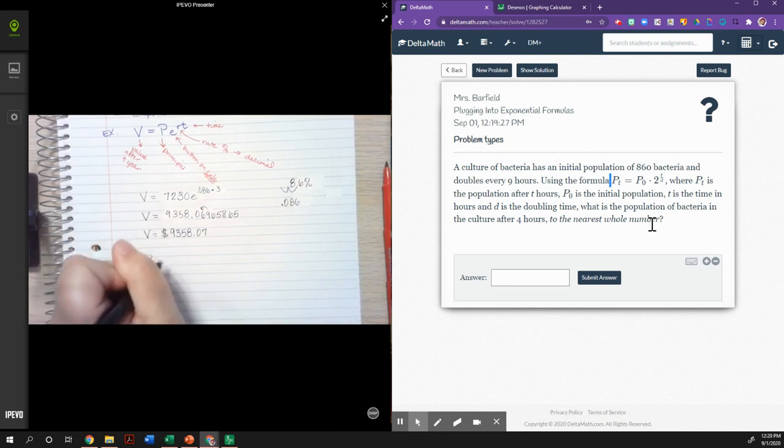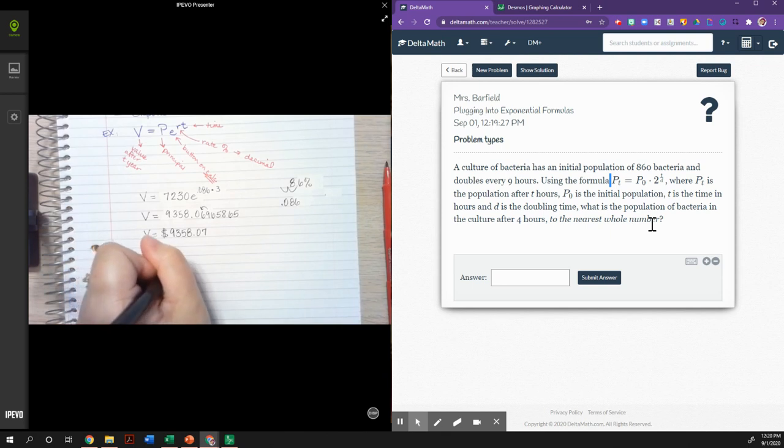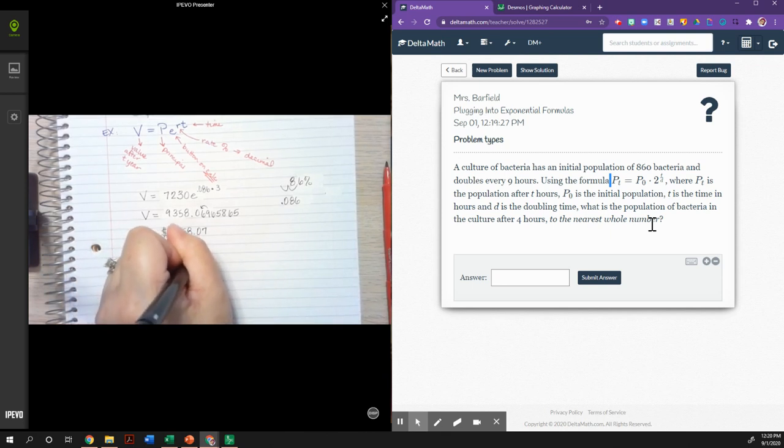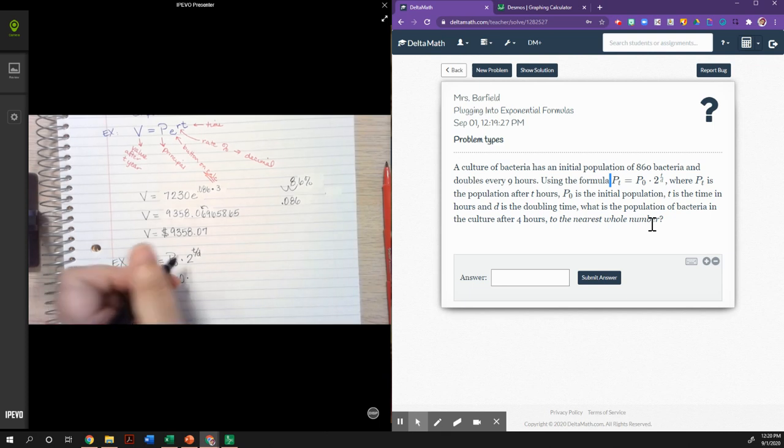So P sub t equals P sub 0 times 2 to the t divided by d. We know we have an initial population of 860 bacteria, and it doubles every 9 hours. So times 2, and the doubling time is the denominator, so it doubles every 9 hours. What is the population of the bacteria in the culture after 4 hours? t is the time, so 4 hours.